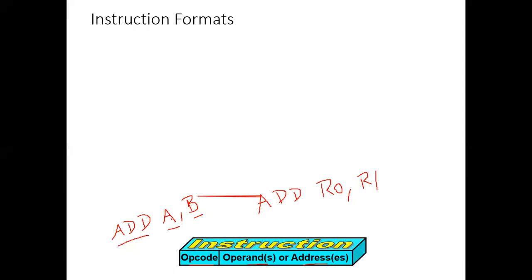So here what does it mean? It means add the content in the memory location specified by B with the content in the location specified by A, and store the result in the location specified by A. But this other one means just add the content of R0 with R1 and store the result in R0. Right?